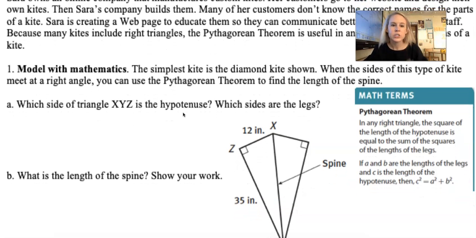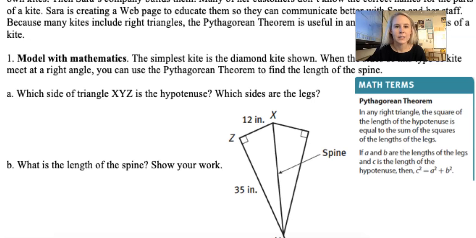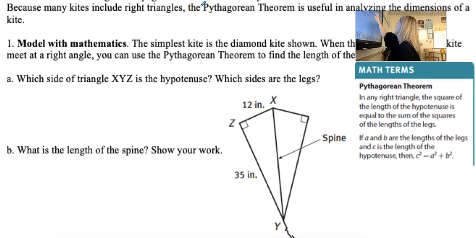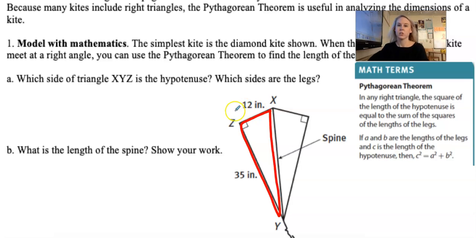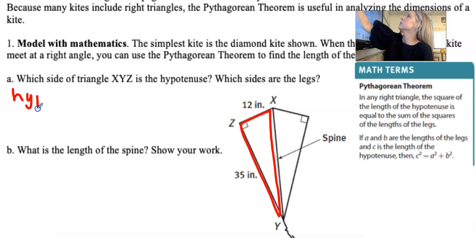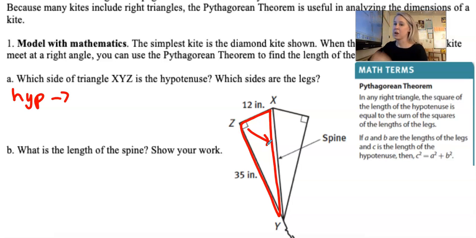So which side of triangle XYZ is the hypotenuse? So let me color code that real quick. XYZ is going to be the right triangle. So the hypotenuse, I'm going to abbreviate it HYP, is always opposite of the 90. And in that case, it's going to be our spine, which is XY. Okay? So the side opposite the 90 is going to be the hypotenuse.